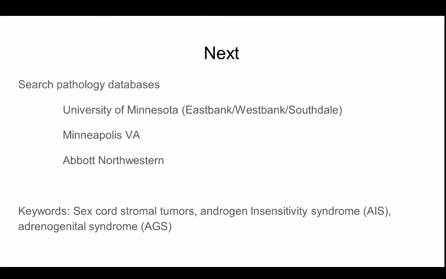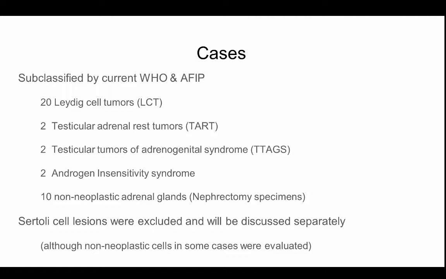So we searched all the pathology databases that we had access to, essentially through the University of Minnesota, both East Bank and West Bank, and Southdale, all the Minneapolis VA cases, and all the cases we could get from Abbott. And we just did broad searches to find as many cases as we could get.